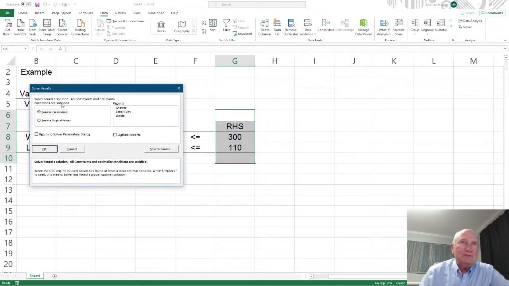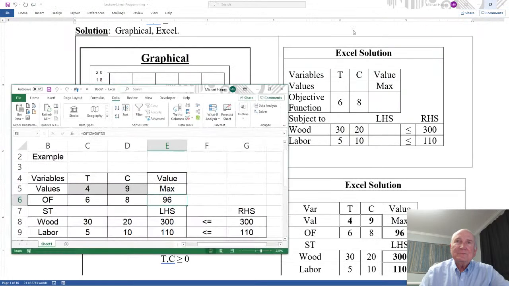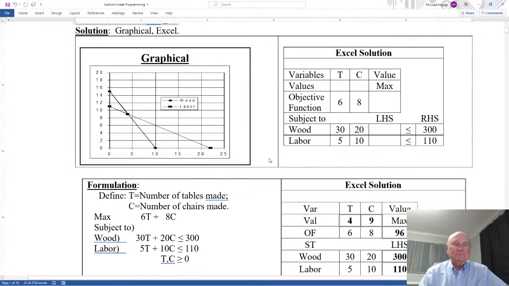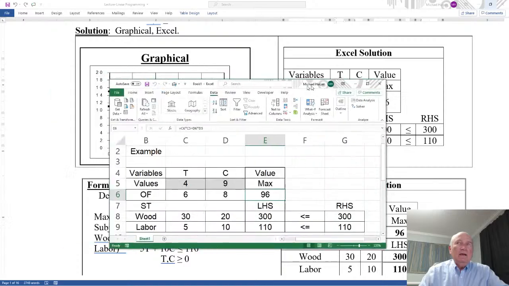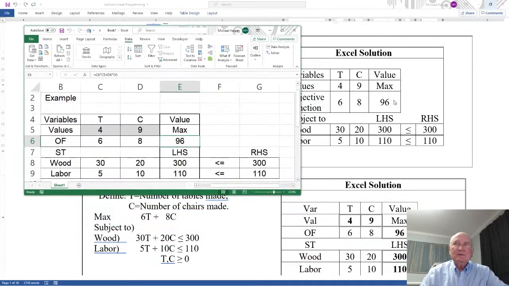Solver found a solution. All constraints and optimality conditions are satisfied. Keep the solution. Well, if we found one, yeah, we'll keep it. I say OK. And there it is: 4 tables, 9 chairs, $96. Isn't that exciting or what? And so let's bring this back. And there we have it. 4 tables and 9 chairs, $96, 300, 110.